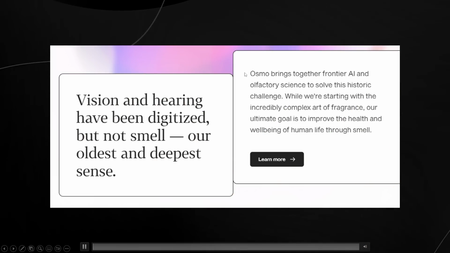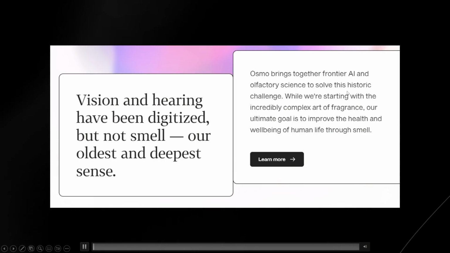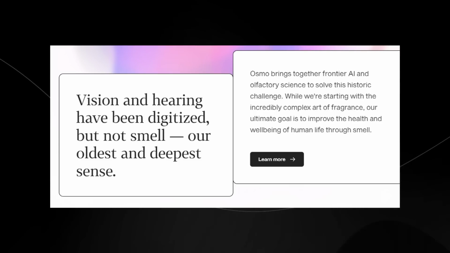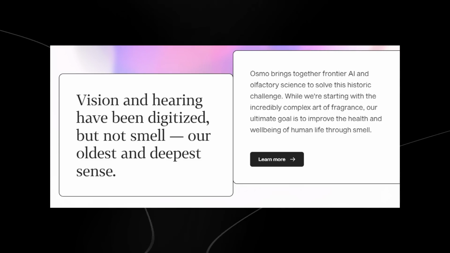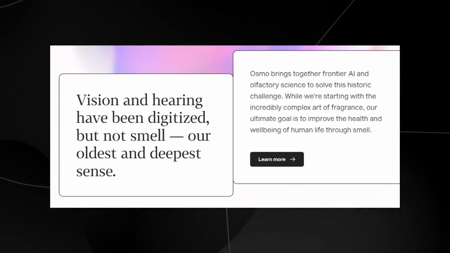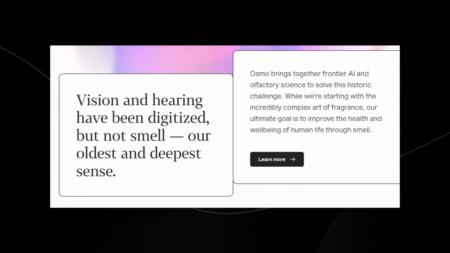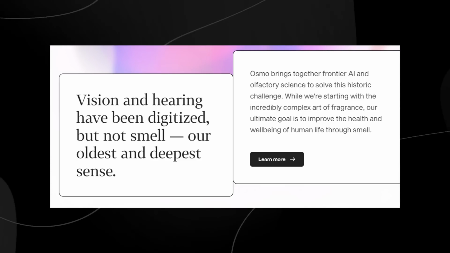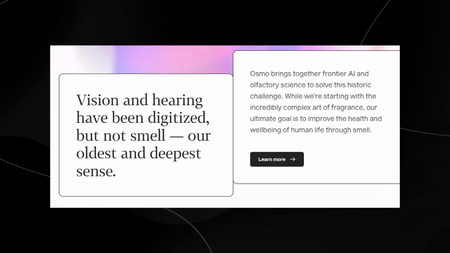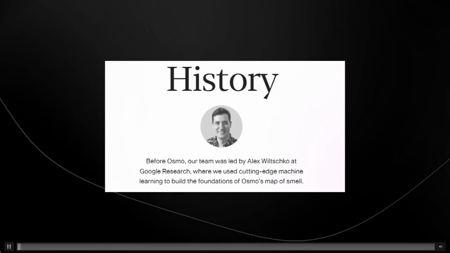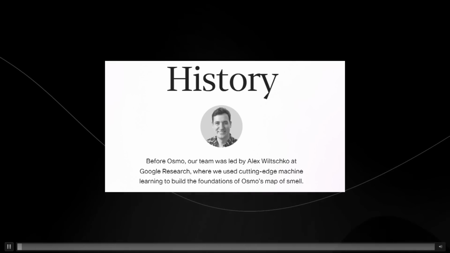Now, it does talk about the fact that vision and hearing have been digitized, but not smell, which is our oldest and our deepest sense. And Osmo brings together frontier AI and olfactory science to solve this historic challenge. And they're starting with the incredibly complex art of fragrance. And their ultimate goal is to improve the health and well-being of human life through smell. Now you can see that this is coming out of the brains from Google.